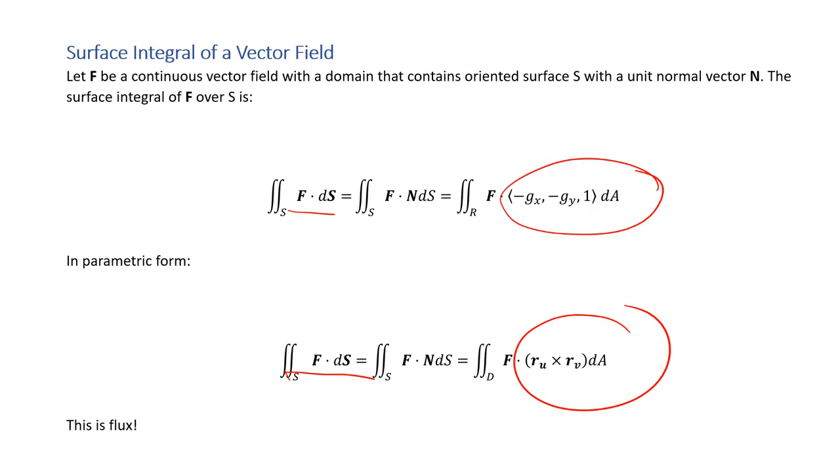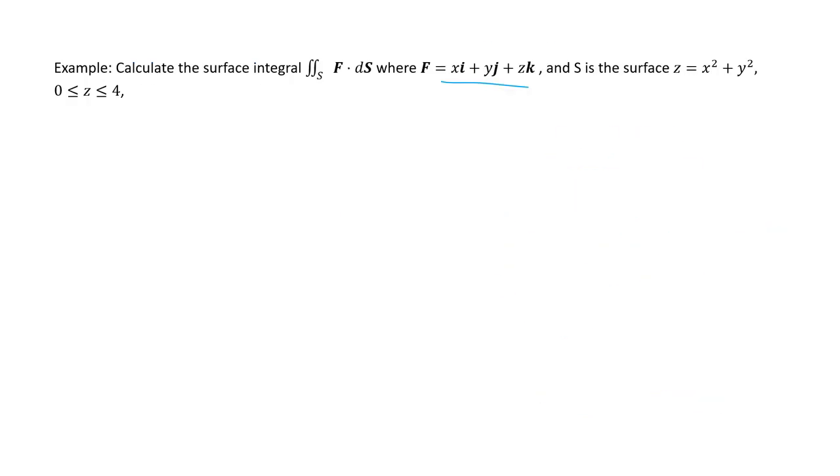So we use this top formula to do that. We took our vector field and dotted it with, I'm going to call that a gradient vector, this negative g sub x, negative g sub y, comma 1. Now, I want to solve this exact same problem, but show you that we can do it in parametric form. We can write parametric equations for our surface, and then we'll be dotting our vector field with our normal vector r_u cross r_v.